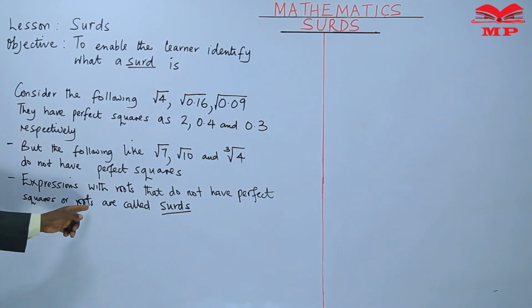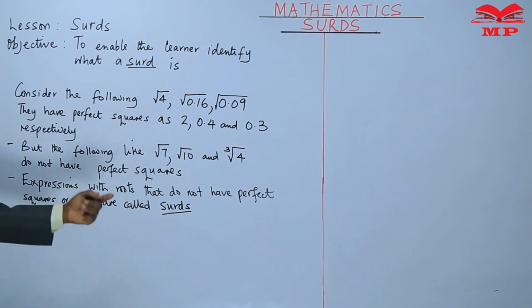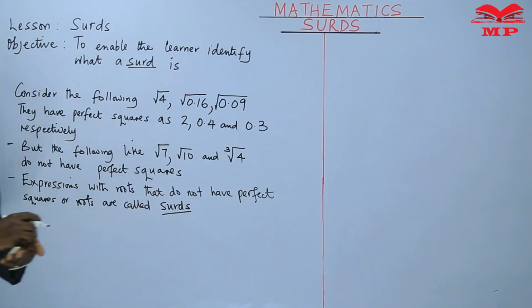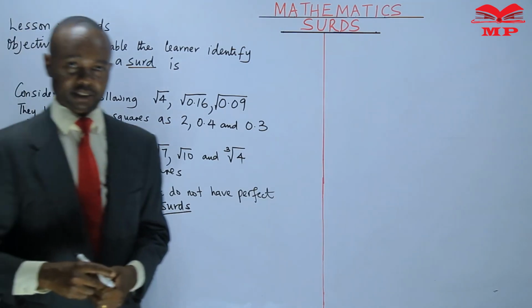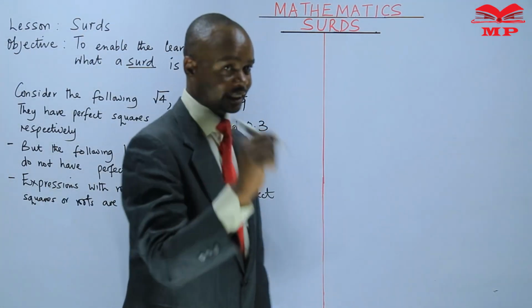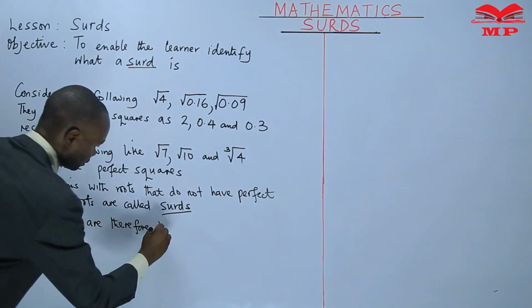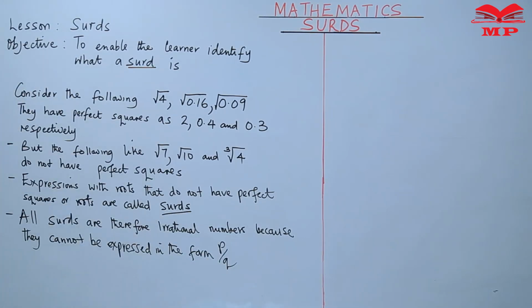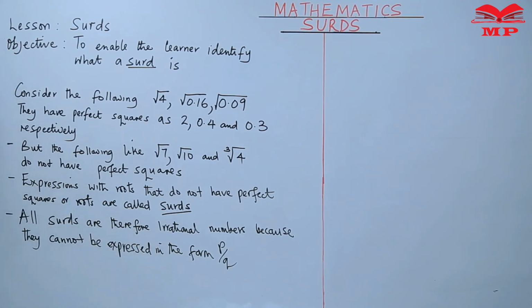Sometimes the square roots are called roots, because here you'll be taking the square root, but you can also have a fourth root. These are called surds. And you'll discover in the first lesson, all surds are irrational numbers, because they cannot be expressed in the form P over Q.